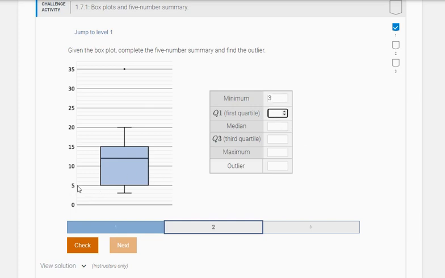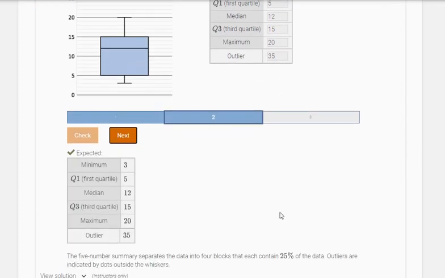The first quartile looks like it's at 5. The median is 10, 11, 12 right here. The third quartile is 15. This maximum is at 20. And then this dot represents the outlier at 35. And we got it. Great.